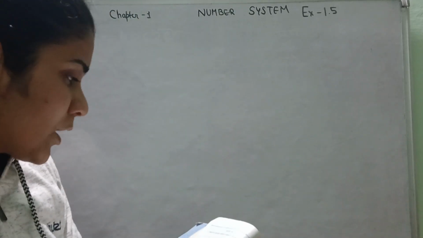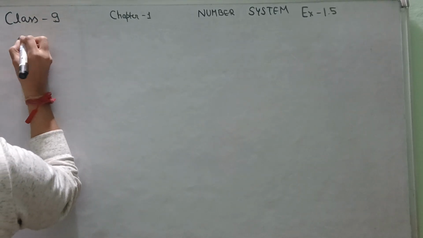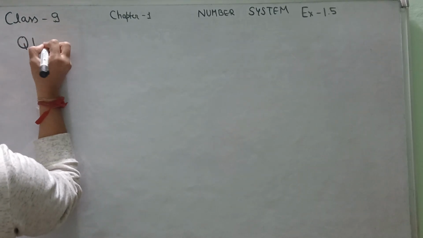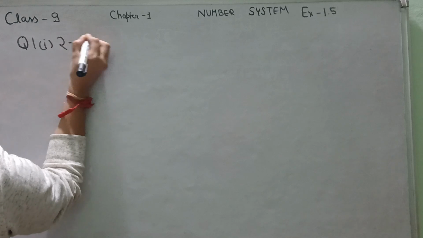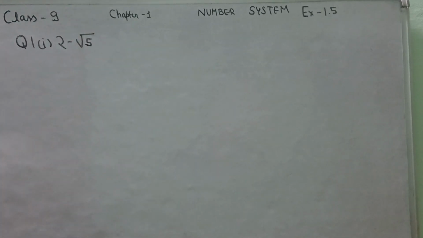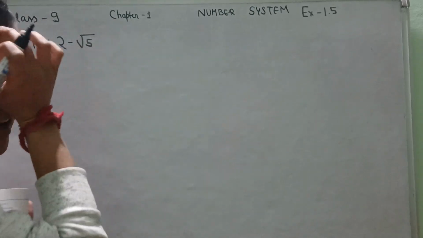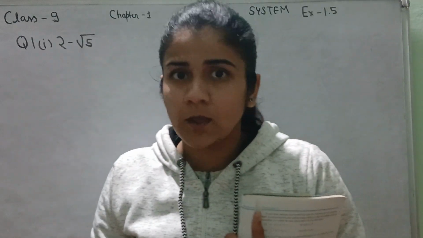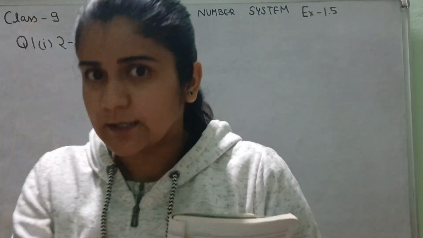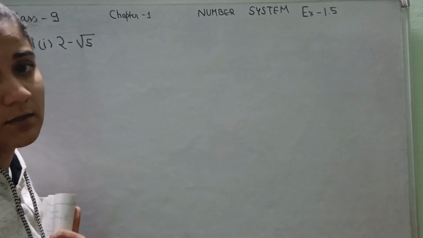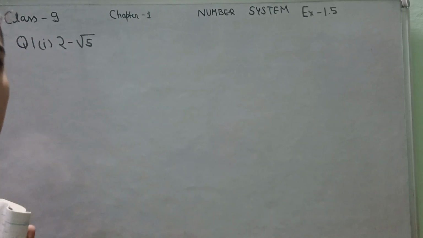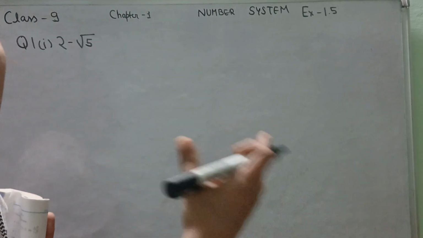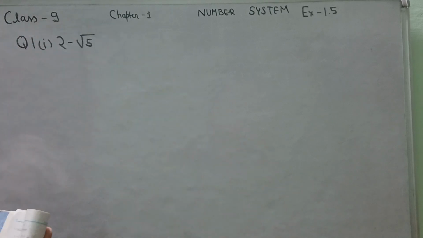Okay. So coming on to question number 1, part 1. 2 minus root 5. So here, if we take 2 separately, 2 is a rational number, but minus root 5 is an irrational number. Why? Because root 5, when expanded by the long division method, gives a number which is non-terminating and non-repeating. So the first number is irrational.